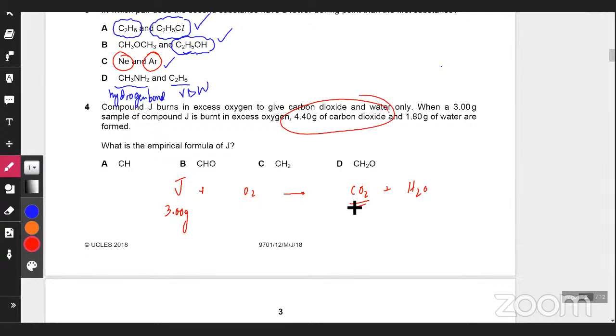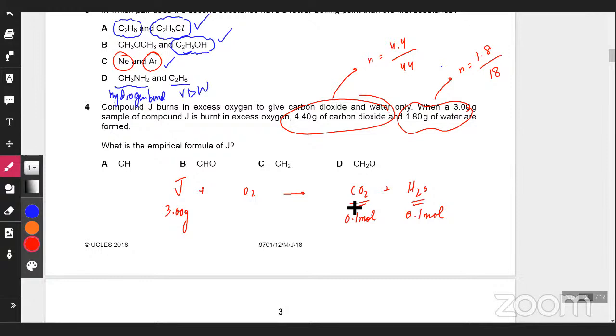I can find the moles. The moles would be 4.4 divided by the Mr, which is 44. So it's going to give me 0.1 moles. What about the other one, H2O? It's 1.8 grams of water. So the moles of water would be 1.8 divided by the Mr, which is 18 for water. That's also going to give me 0.1 moles. So that's what you're getting, carbon dioxide and water.